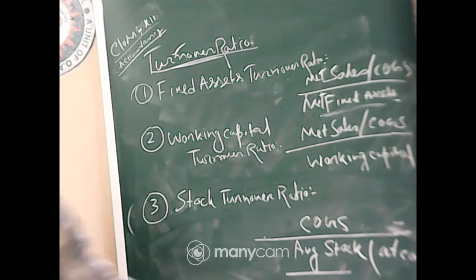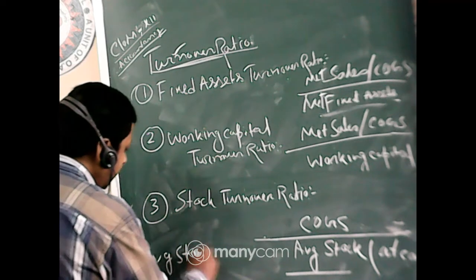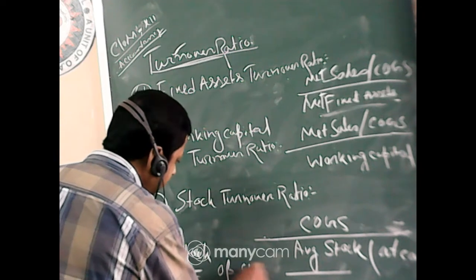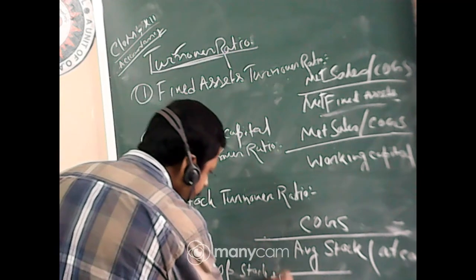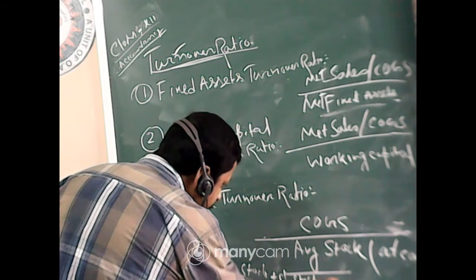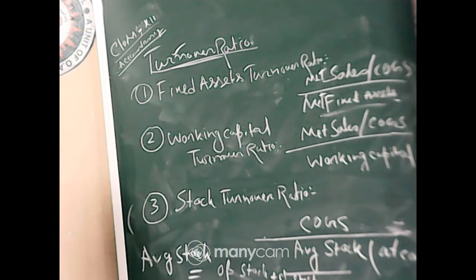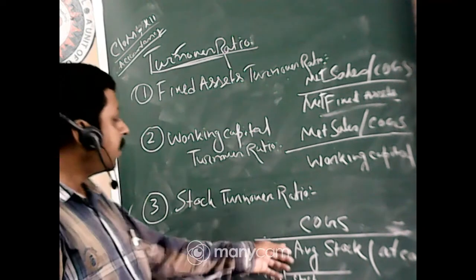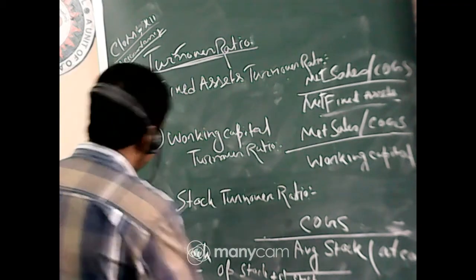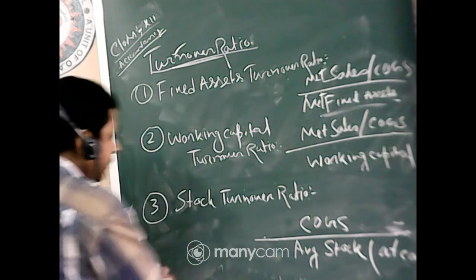So what is average stock? Average stock means opening stock plus closing stock, and you know how we reveal the average. There are two things, so divided by 2, then automatically you get the average stock. That's the way you have to work out the stock turnover ratio. There are other turnover ratios that we will discuss tomorrow.